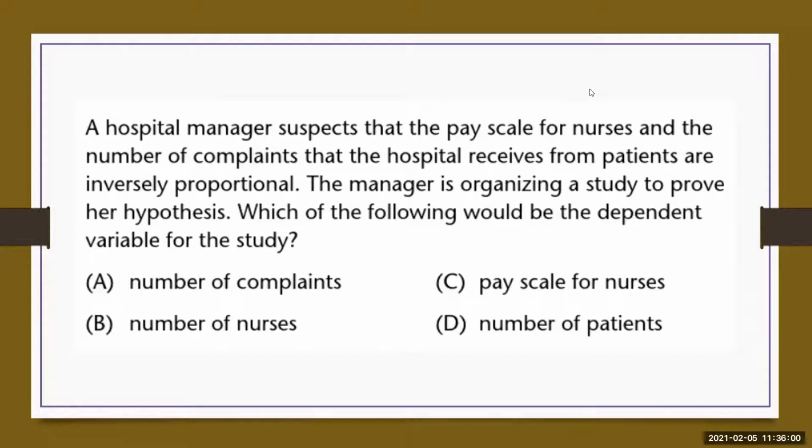So a hospital manager suspects that the pay scale for nurses and the number of complaints that the hospital receives from patients are inversely proportional. The manager is organizing a study to prove this hypothesis. Which of the following points? The pay scale for nurses, the number of nurses, the number of patients.